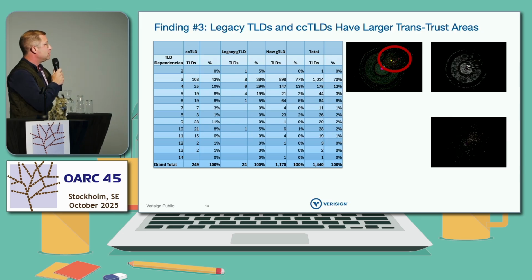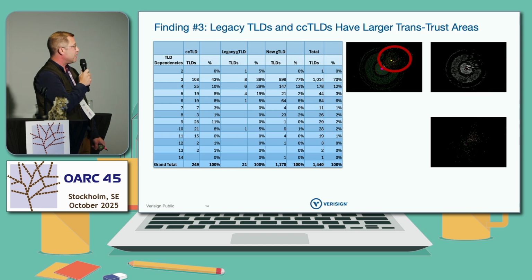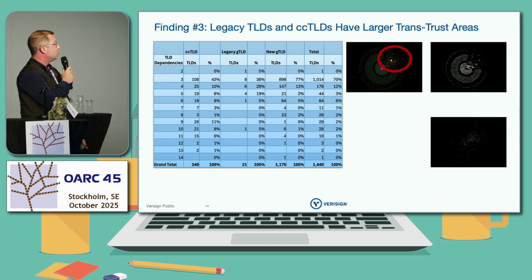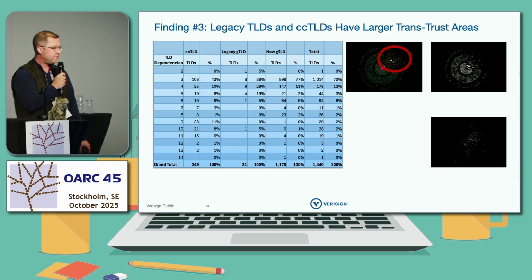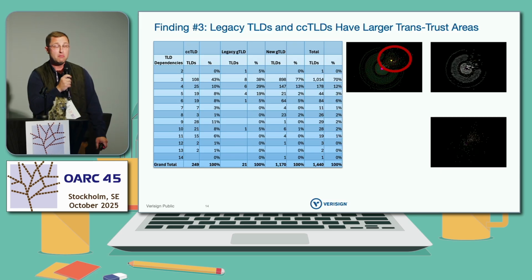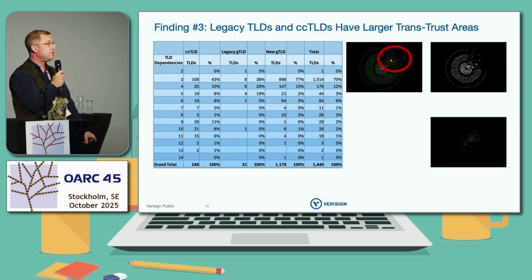So for the ccTLDs in the left columns, you can see it goes out to a long tail. It starts with 3 TLDs: 42% of ccTLDs have 3 TLDs in them, but it can go all the way out to 13. Versus when you look at the legacy and the new gTLDs, those only have 3 or 4 TLD dependencies in them. So it's a very different structure in how those are set up. Maybe this is a byproduct of ccTLDs being set up in a different era, and that's how things were done. But this is what we're seeing right now.